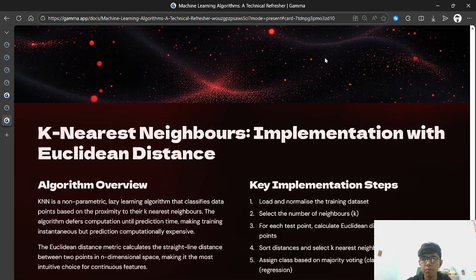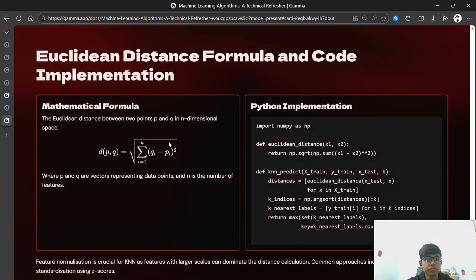Step four: if we are performing classification, we assign the most common class among those neighbors. If we are performing regression, we take the average of their values, and that's it. KNN is a memory-based, lazy, and intuitive solution. It basically relies on the geometry of the data set. For implementing it with Euclidean distance, we need to follow this specific formula: the square root of the summation of the corresponding feature differences squared, and that would be it.